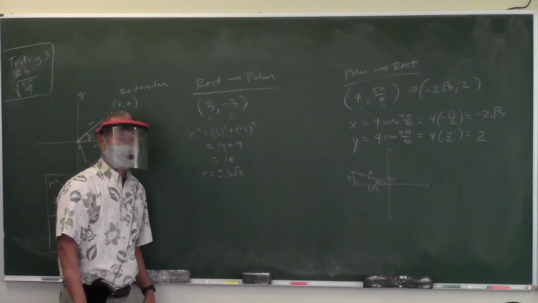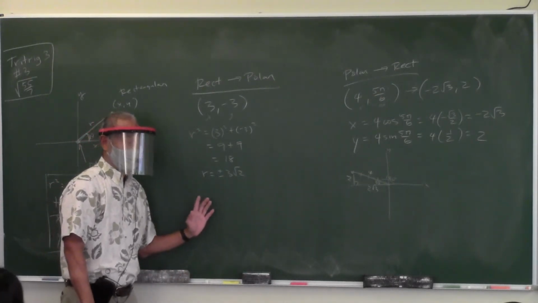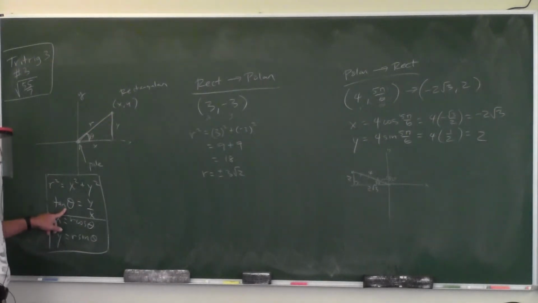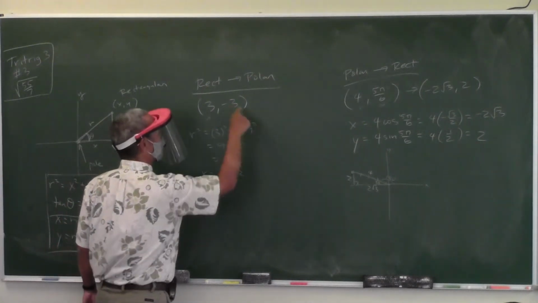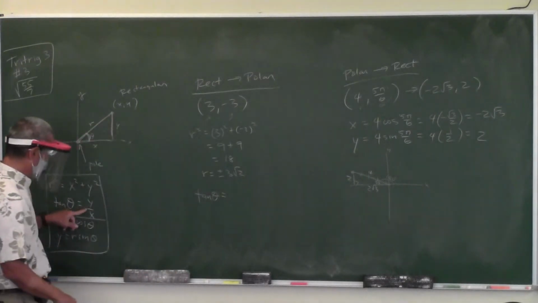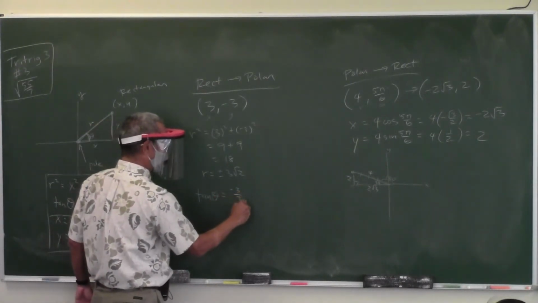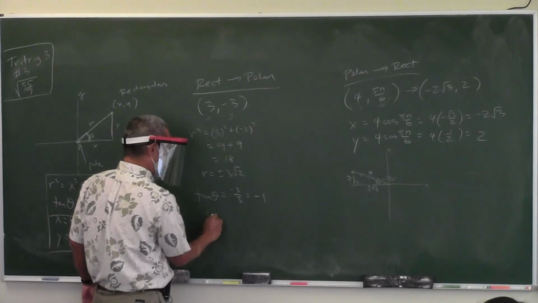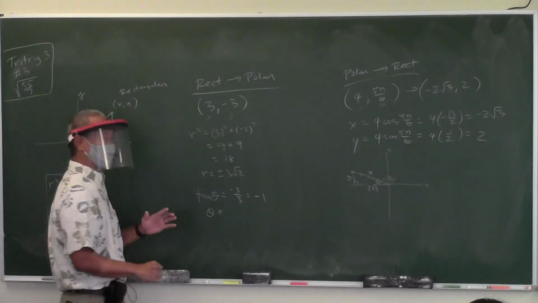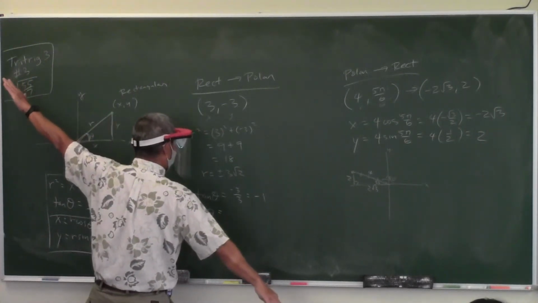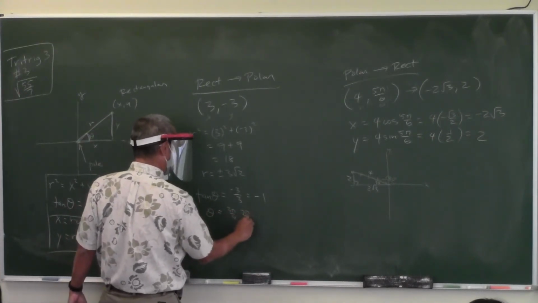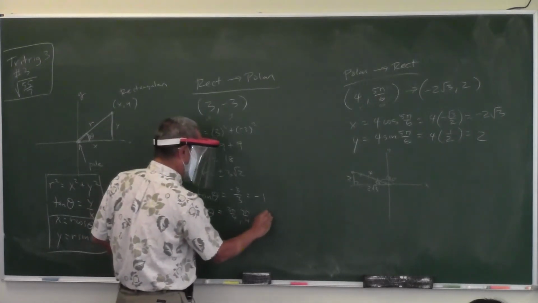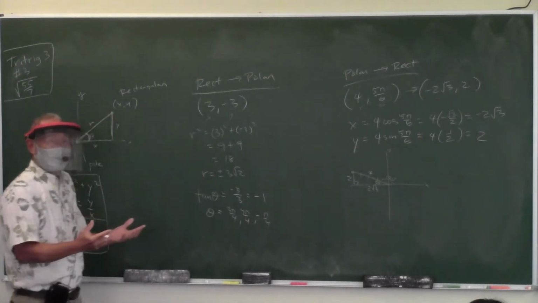How do I know which one to pick, Mr. Park? Well, it depends on what you do here. So to figure out what theta is, you use this formula. Tangent theta is equal to y over x, right? Y over x. So negative 3 over 3, which is negative 1. So the tangent of what angle is negative 1? You can pick 3 pi over 4, 7 pi over 4. There's an infinite number. What about negative pi over 4? Right? There's an infinite number of them.